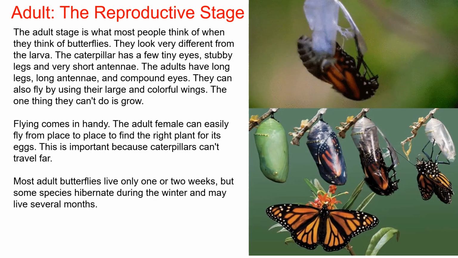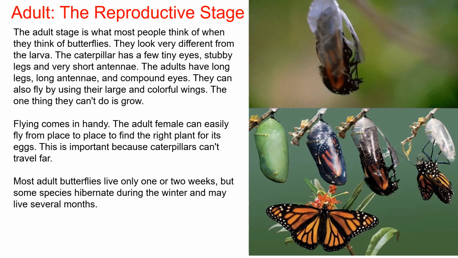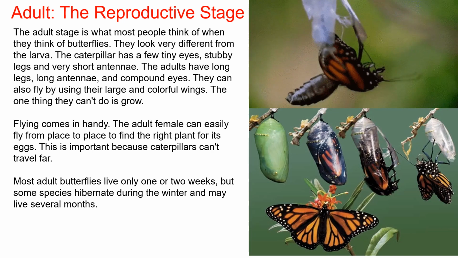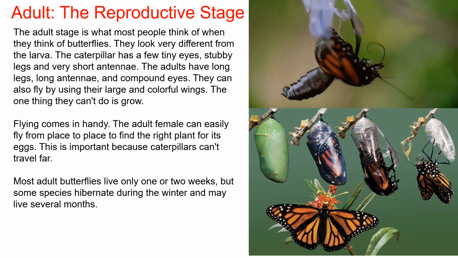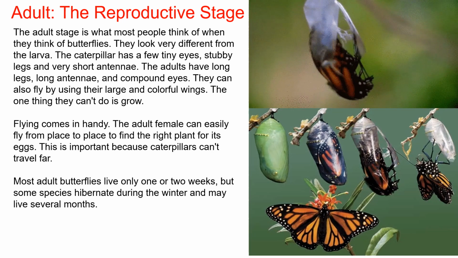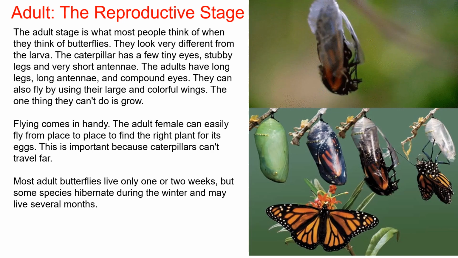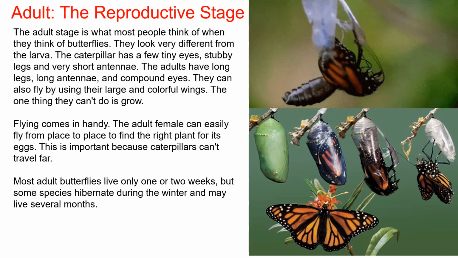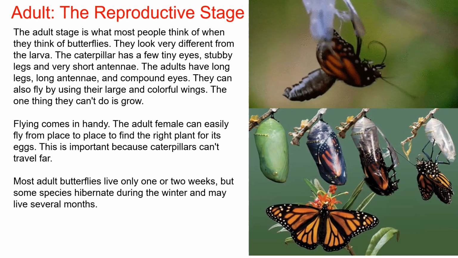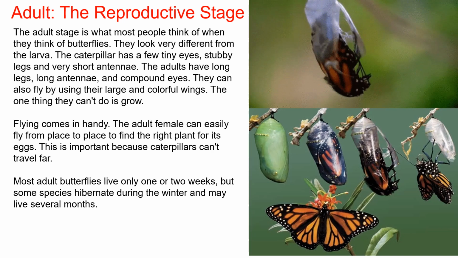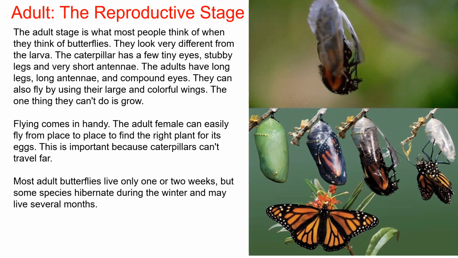Adult, the reproductive stage. The adult stage is what most people think of when they think of butterflies. They look very different from the larva. The caterpillar has few tiny eyes, stubby legs, and short antenna. The adult has long legs, long antenna, and compound eyes. They can also fly by using their large and colorful wings. The one thing they can't do is grow.